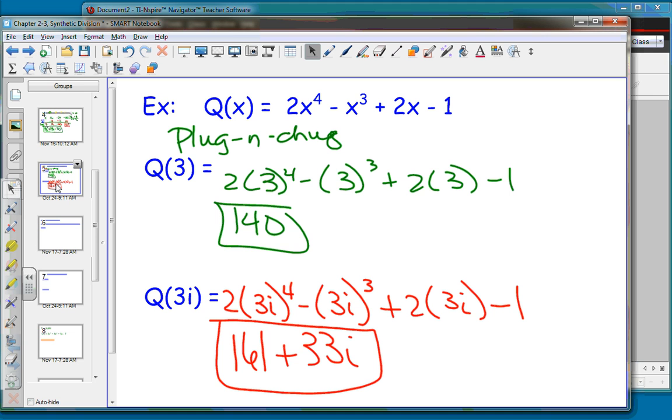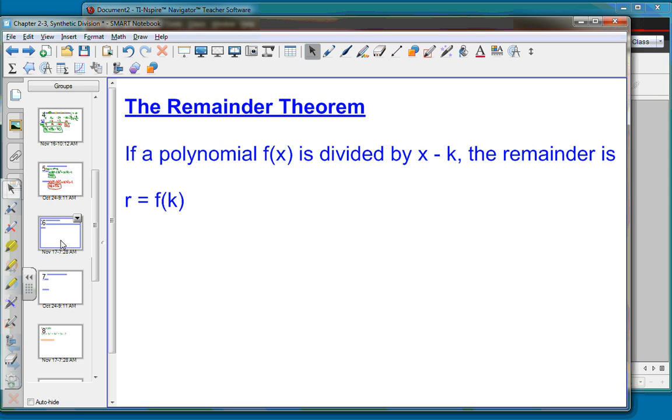Just a moment, patience is a virtue, you all. If I do synthetic division at 3, what should my remainder be? 140. If I do synthetic division at 3i, what should my remainder be? 161 plus 33i. High five, ready? Booyah! I'm seriously worried about you right now.